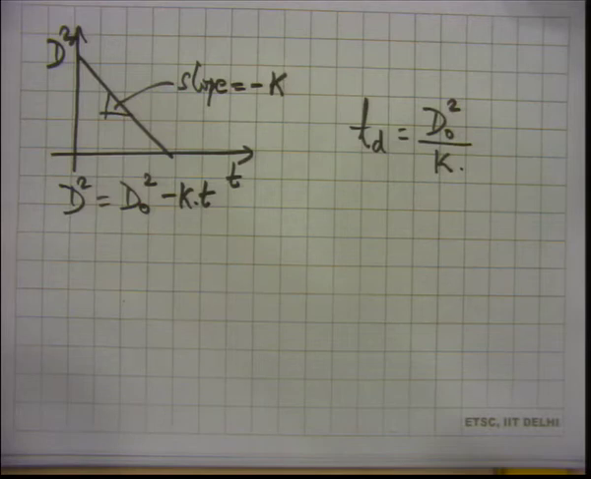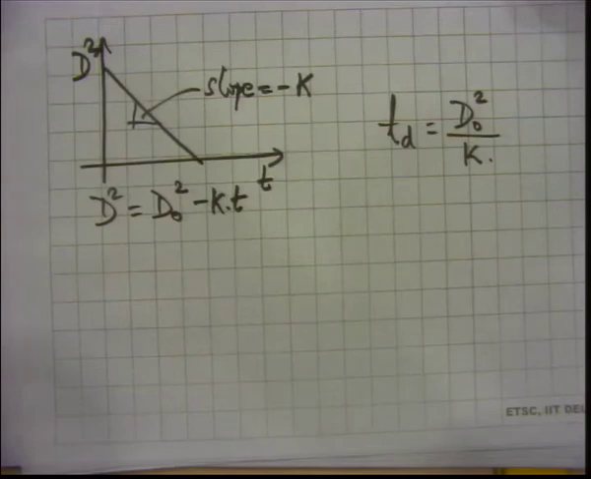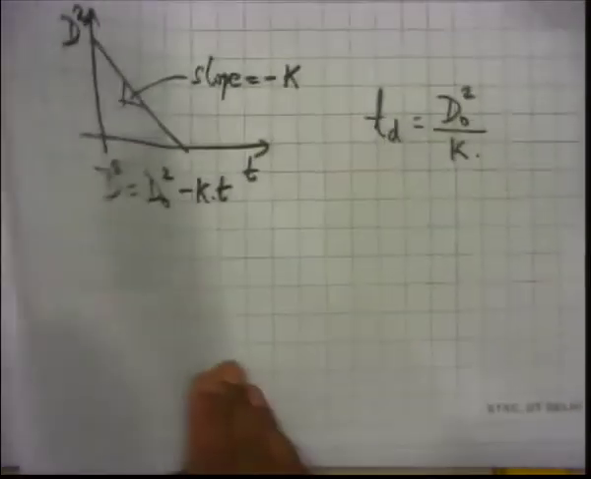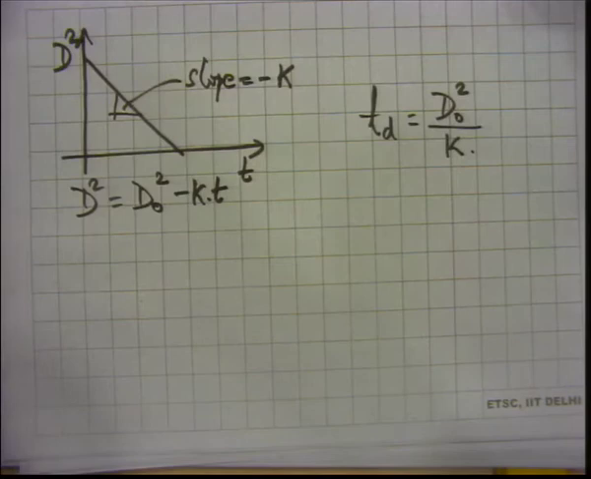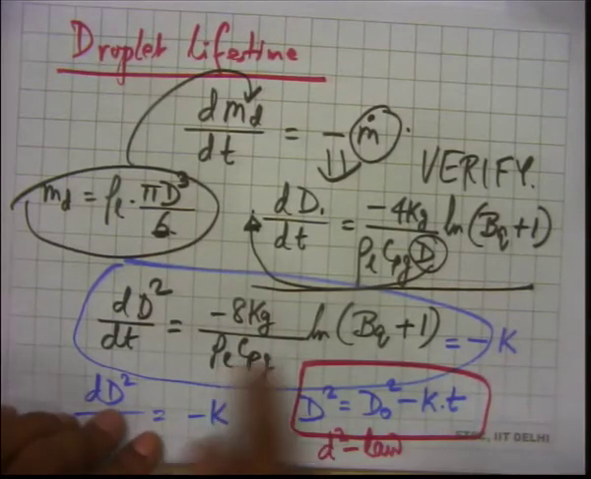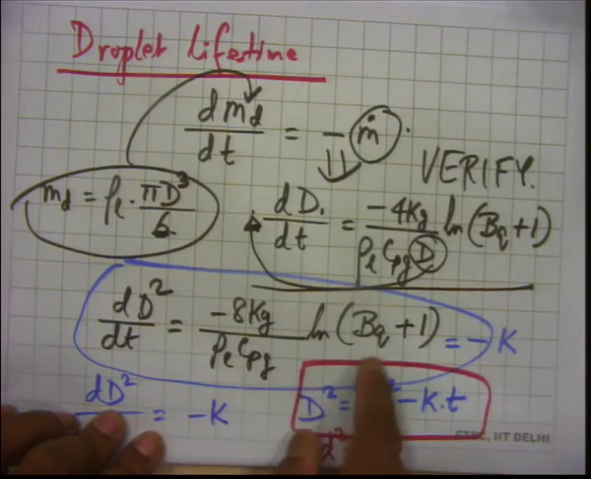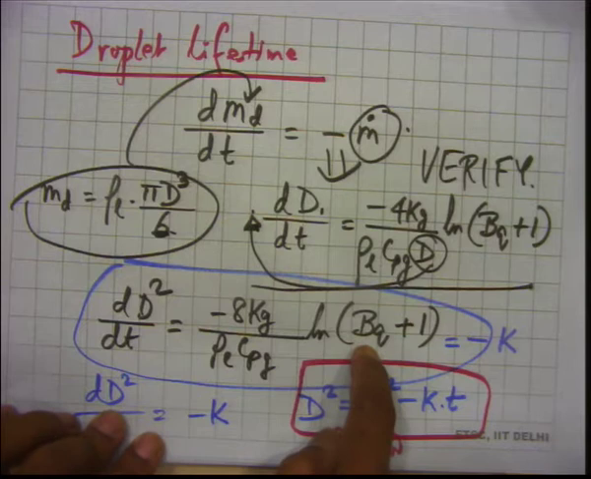Fine. So if k is higher, then the droplet lifetime is smaller. And when is k higher? What is k again? Where did I keep this k expression? Yeah, here is k. Here it depends on properties, but it also depends on this B number.